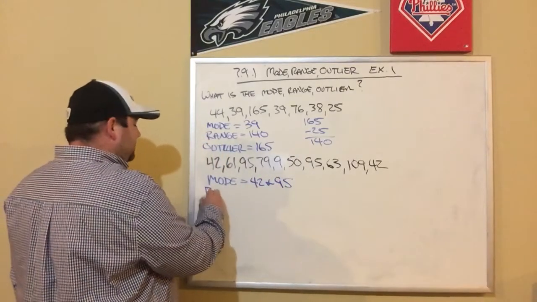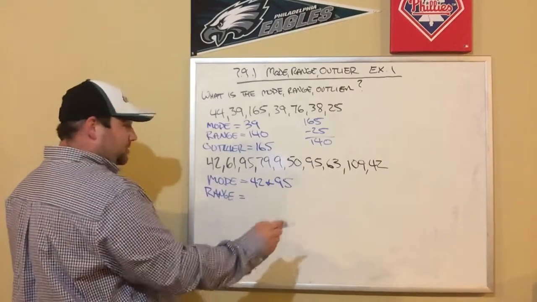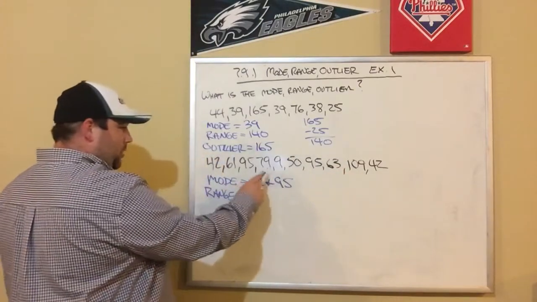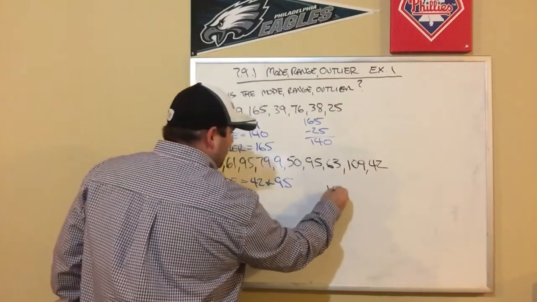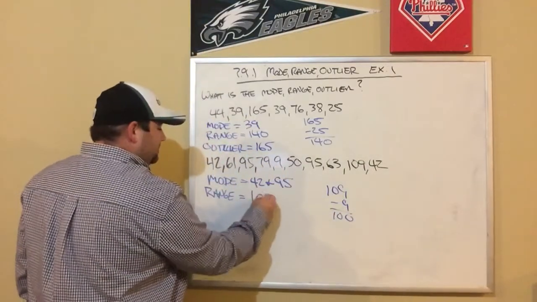So my range is the largest data item minus the smallest one. The largest is 109. The smallest is 9. So 109 minus 9 is just 100. So my range is 100.